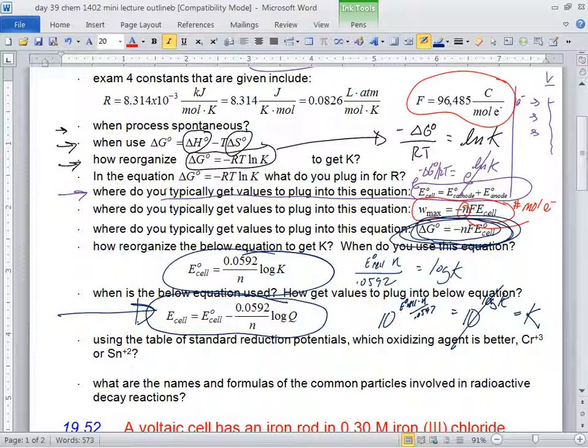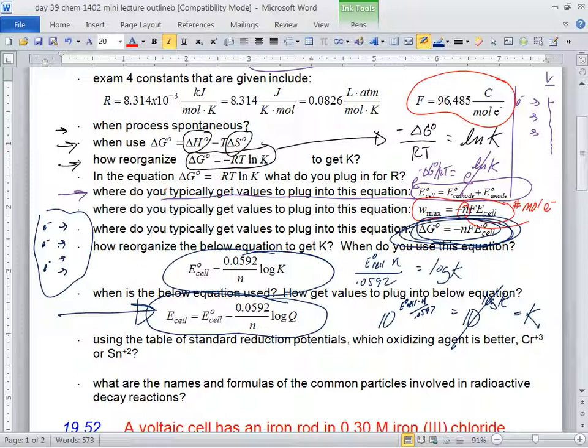Okay, and then oxidizing agents get reduced. So in that table, right, it looks like this. And electrons are always on this side. Okay, so you have reactants and products. We said oxidizing agents always get reduced. We better find chromium-3 and tin-2 on which side in this table? As a reactant or a product? As a reactant, because they're always getting reduced.